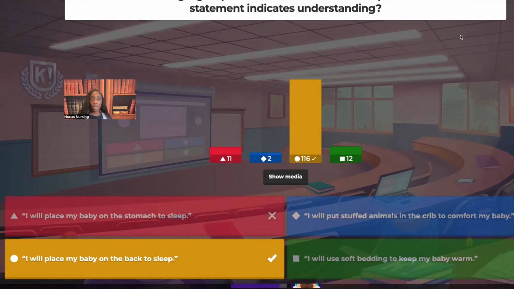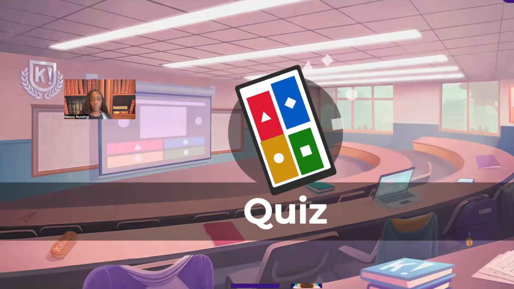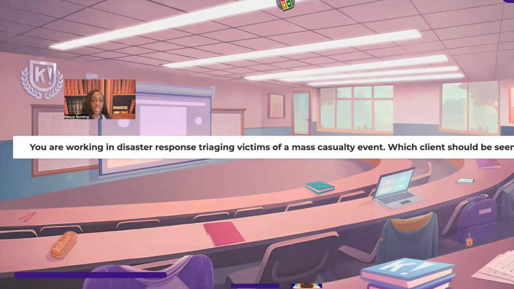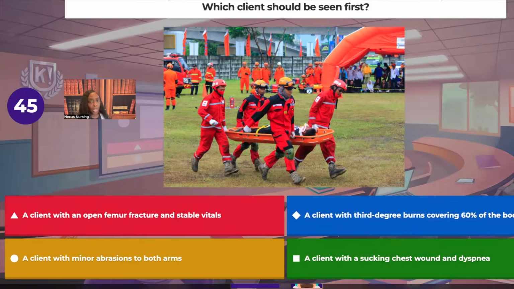All right. Next question. Okay, you're working in disaster response triaging victims of a mass casualty event. Which client should be seen first? Here are your options. A client with an open femur fracture and stable vital signs, a client with third degree burns covering 60% of the body, a client with minor abrasions to both arms, a client with a sucking chest wound and dyspnea. Who are you going to attend to first?